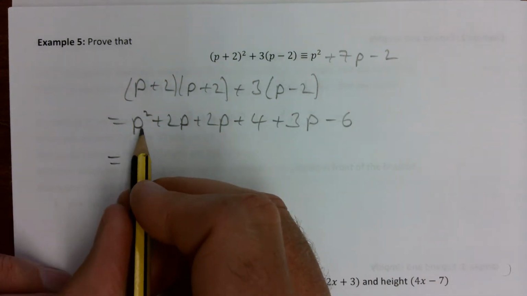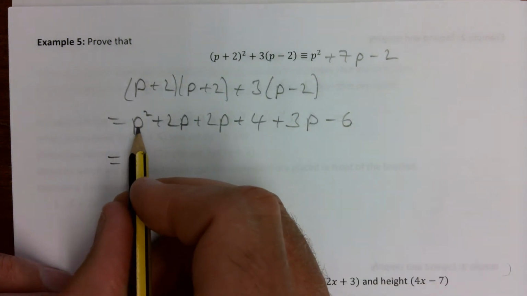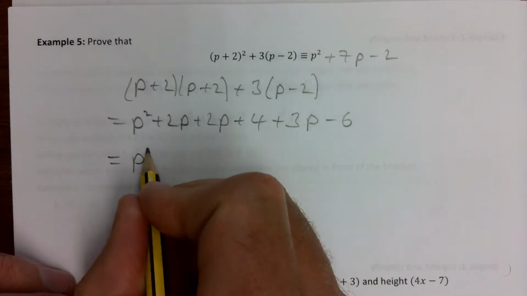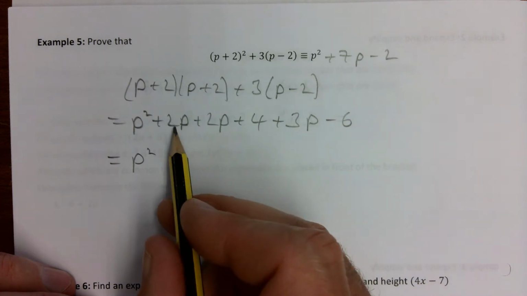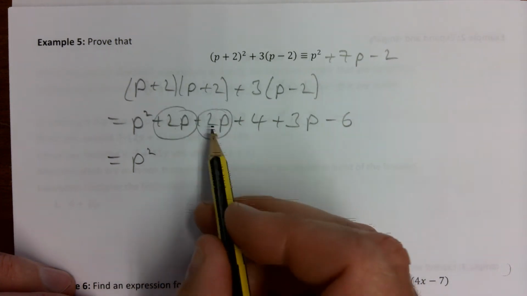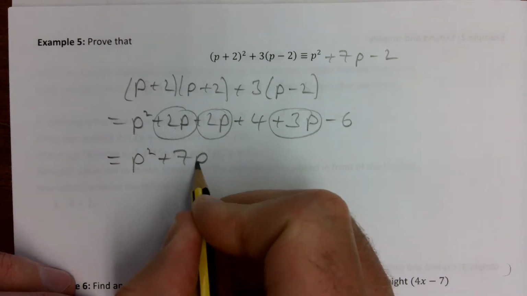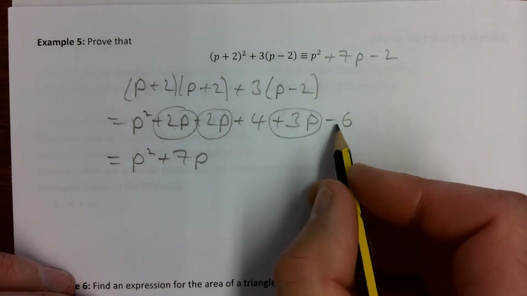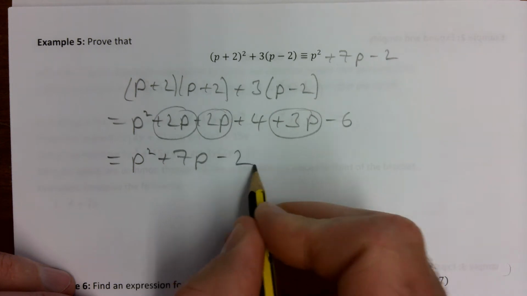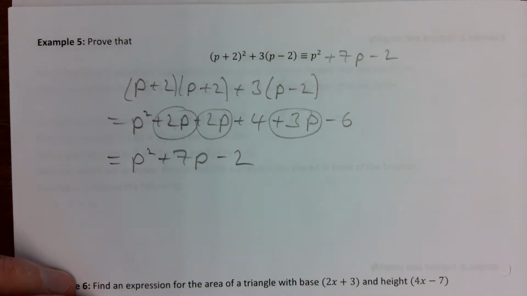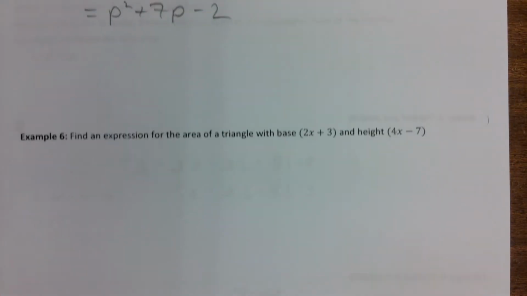Anyway, keep tidying here. All the like terms together. There's a p squared, it's the only one there, so it's going to be p squared. The p's, 2p, 2p and 3p, all pluses, 2 plus 2 plus 3, plus 7p, and then plus 4 minus 6. And sure enough it does then equal the right hand side. Sorry about changing it halfway through there.